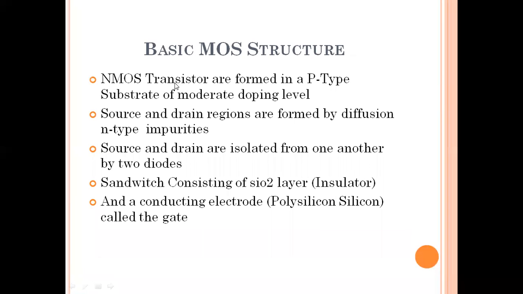The MOS structure consists of a P-type substrate with a moderate doping level. Source and drain regions are formed by diffusing N-type impurities, isolated from one another by two diodes. SiO2 is the insulator and the conducting electrode is polysilicon.